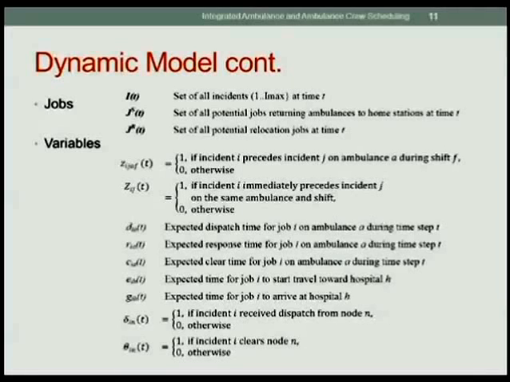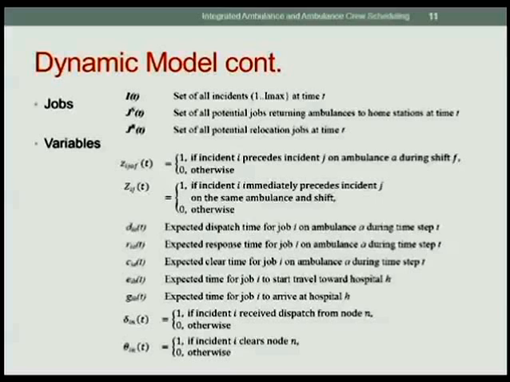In terms of the variables, I actually have two disjunctive variables in the dynamic model. And the first one has information on which ambulance two incidents were assigned to, which shift they were assigned to, and if that's the same, it will tell you which one occurred first.